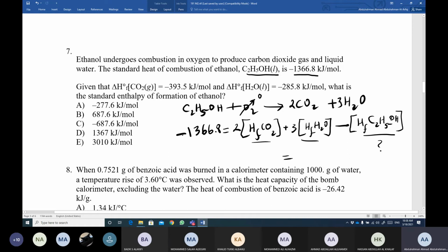Okay, so we know this one, which is minus 285.8, and this one is minus 393.5. So calculate x, or plus x. I get minus 277.6, which is the correct answer. I hope you got it.